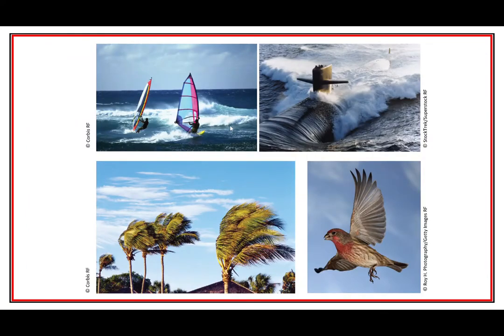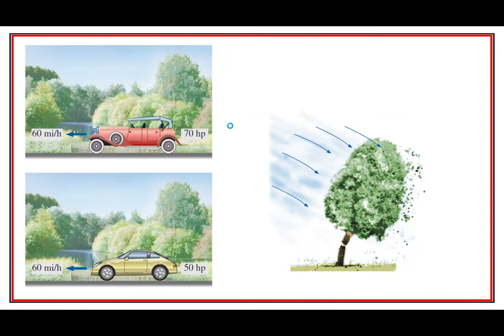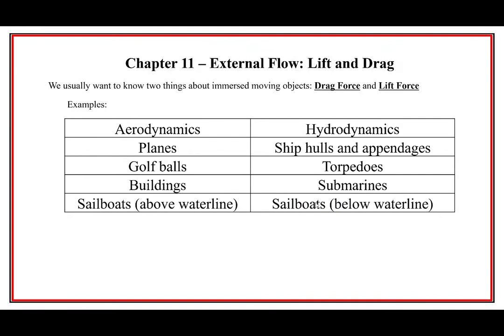Other types of lift and drag that we would be concerned with. All right, we're mostly focused on drag in this class, class 17. There's an interesting comparison of old cars versus newer cars, and the difference in horsepower: we've been able to reduce the amount of horsepower needed because of aerodynamic drag. And aerodynamic drag is enough to knock a tree down, as we've learned in recent hurricanes. So these topics are relevant in lots of different ways, especially in aerodynamics and hydrodynamics.